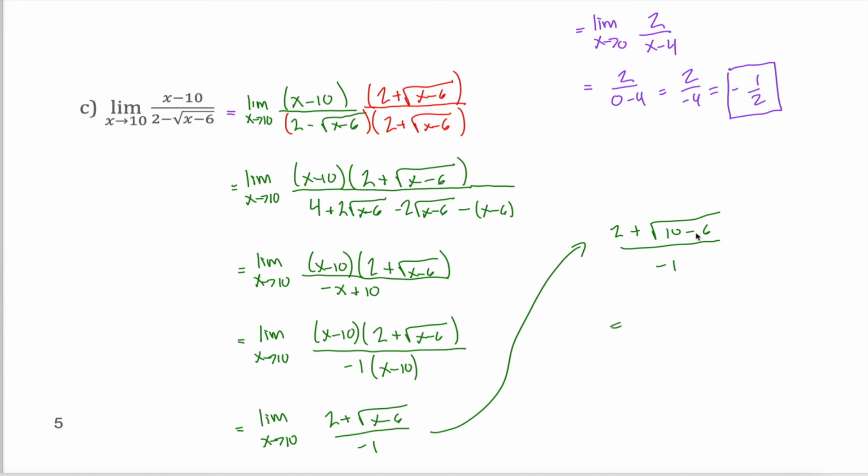10 minus 6 is 4. The square root of 4 is 2. 2 plus 2 is 4. I get 4 divided by negative 1. In other words, negative 4. The limit as x approaches 10 of this mess of an expression is negative 4.